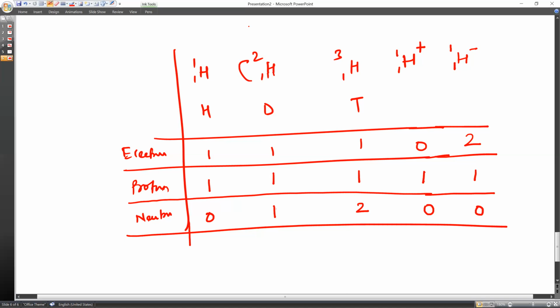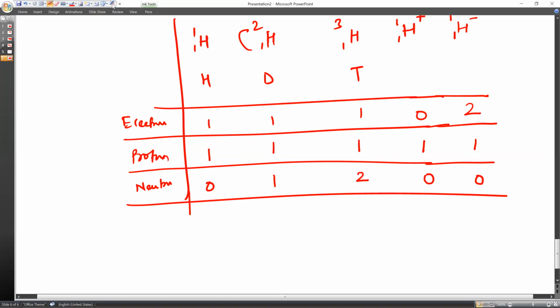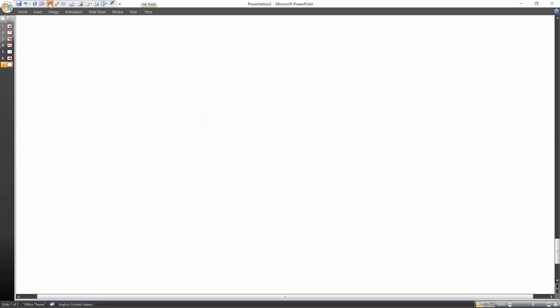Now we shall be studying one important thing here: the percentage of some elements, the mass percentage, or we can say the average atomic mass.